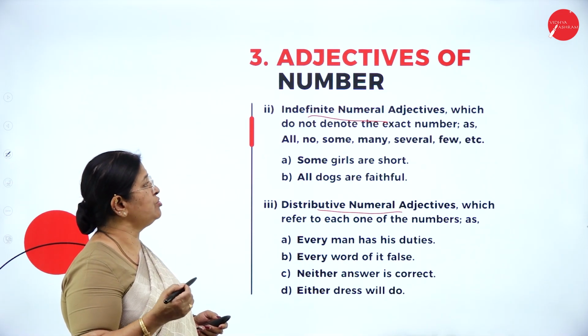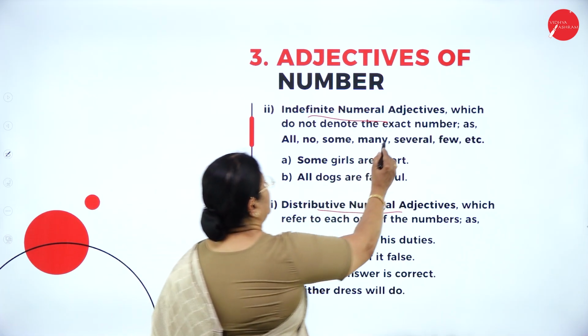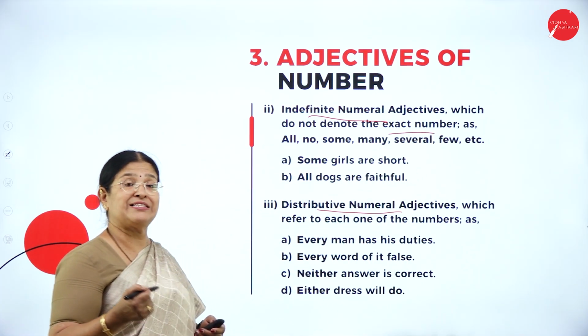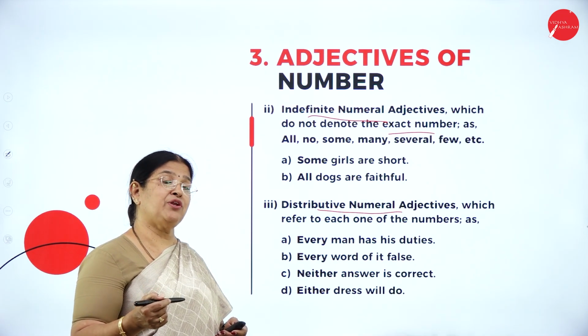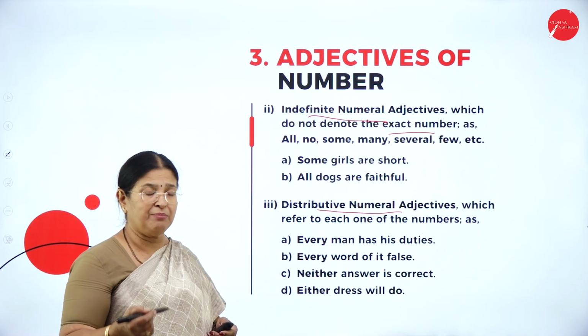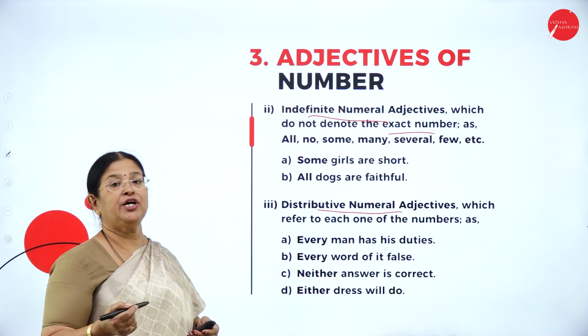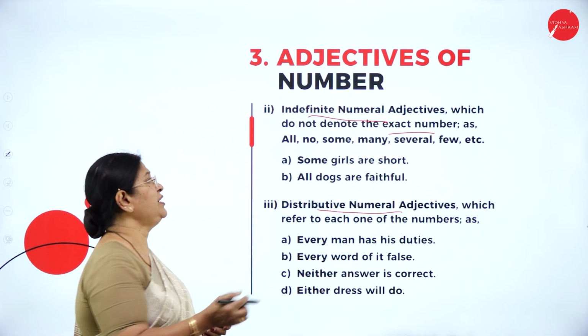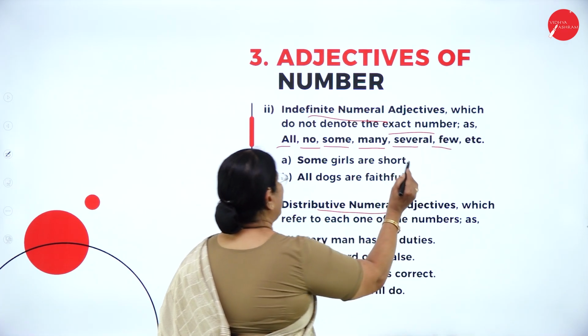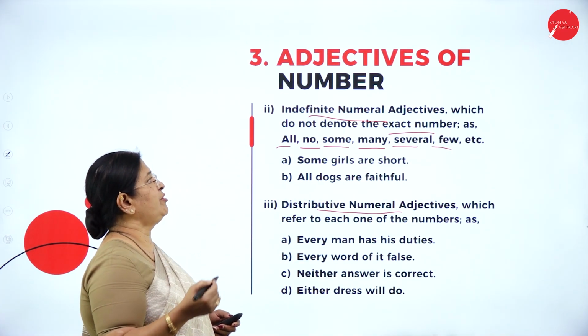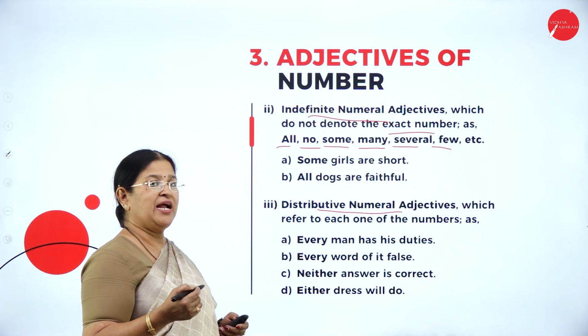So, adjectives which do not denote the exact number. That which denotes exact number is the definite numeral adjective. The one which will not denote exact number is the indefinite numeral adjective. For example, all, no, some, many, several, few, etc. These are some of the indefinite numeral adjectives.